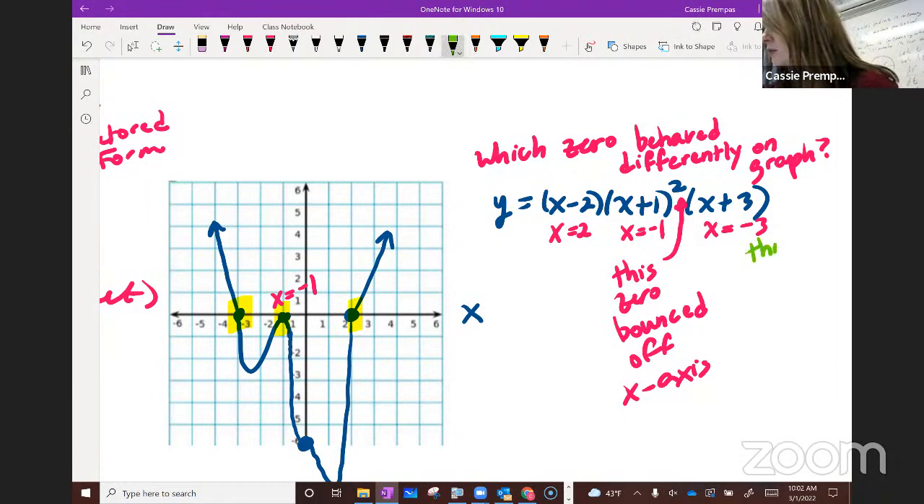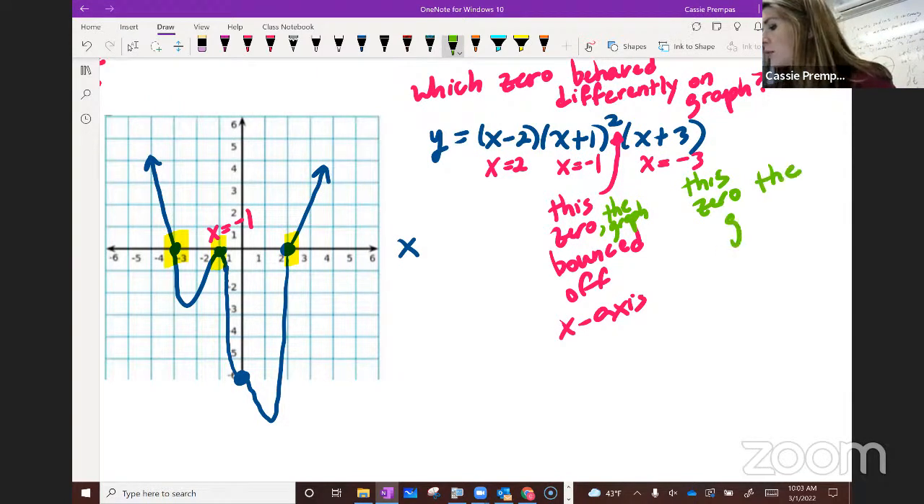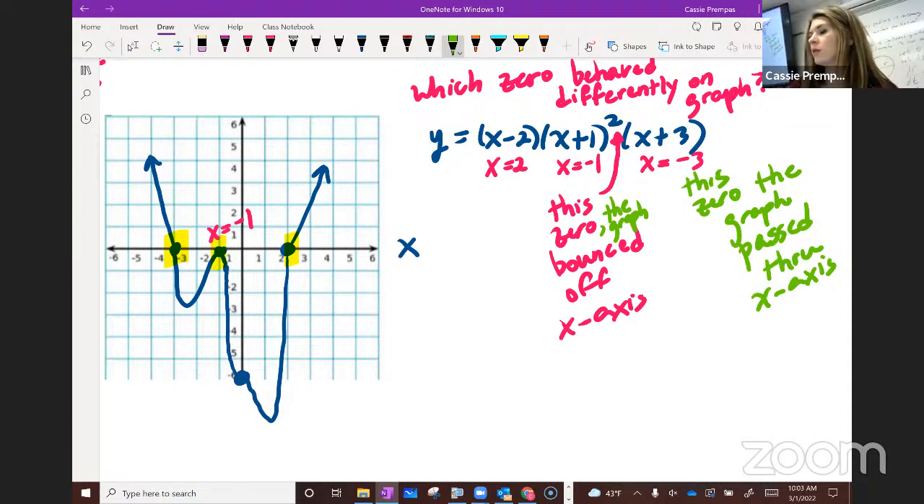This zero, I shouldn't say bounced off. I should say the graph bounced off. For this zero, the graph bounced off the x-axis. Versus this zero, the graph passed through the x-axis. Same with this zero. This one, it passed through.